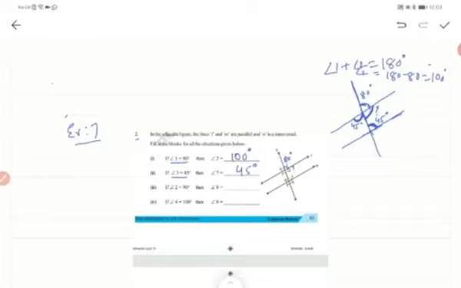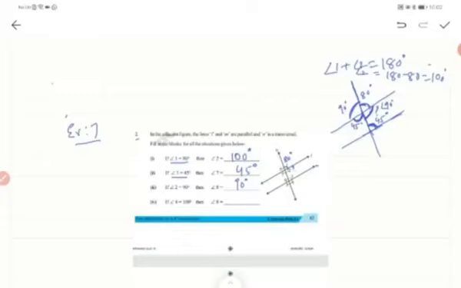Then angle 8 is how much? If this angle 2 is, suppose, 90 degrees, then what would be this angle? Obviously this also will be 90 degrees, because they are vertically opposite angles. So this will be 90 degrees.